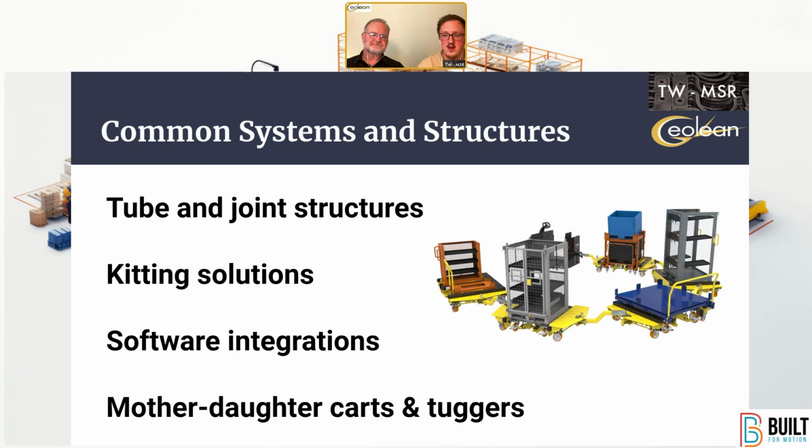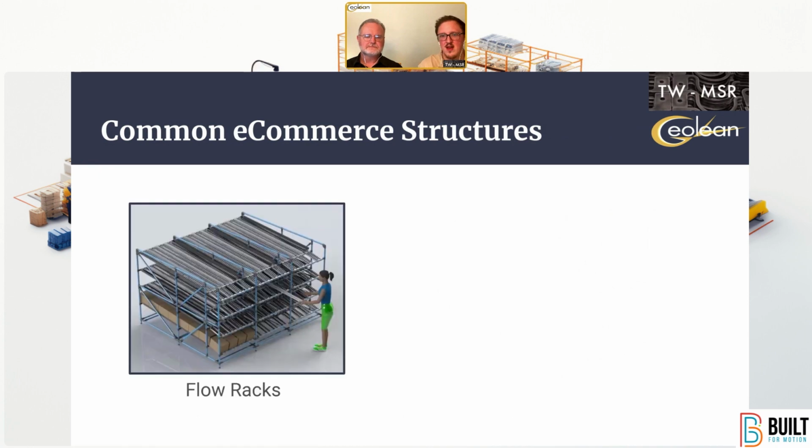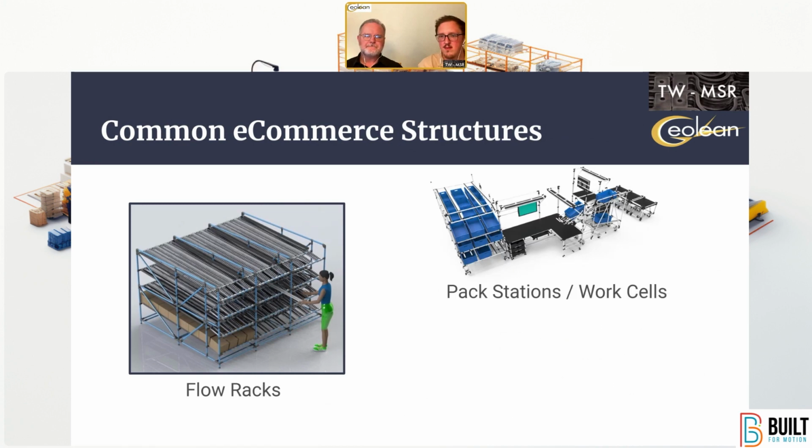Yeah. So now we're going to get into a little bit of the common structures you'll see throughout the case studies we're going to present. First, our flow racks. This is a great way to build pick faces into, really anywhere, and also in the presentation of materials at an assembly cell or a pack line or things like that. Pack stations and work cells.